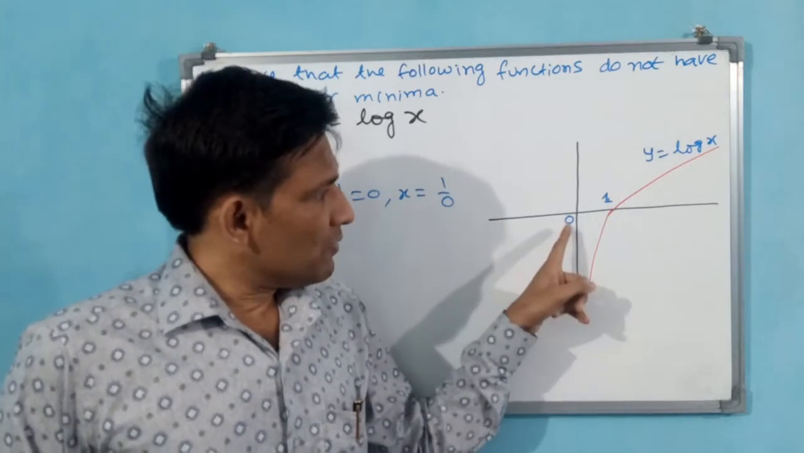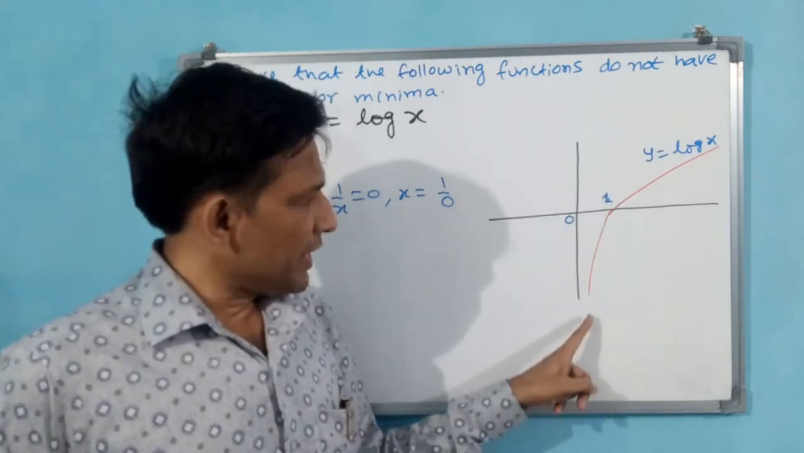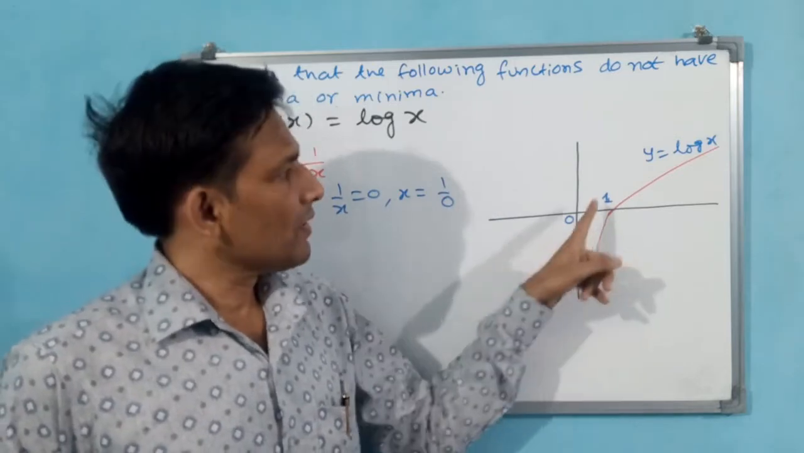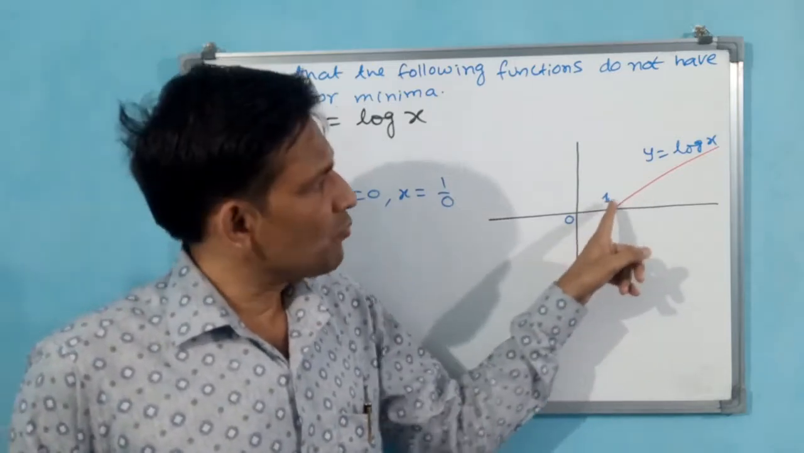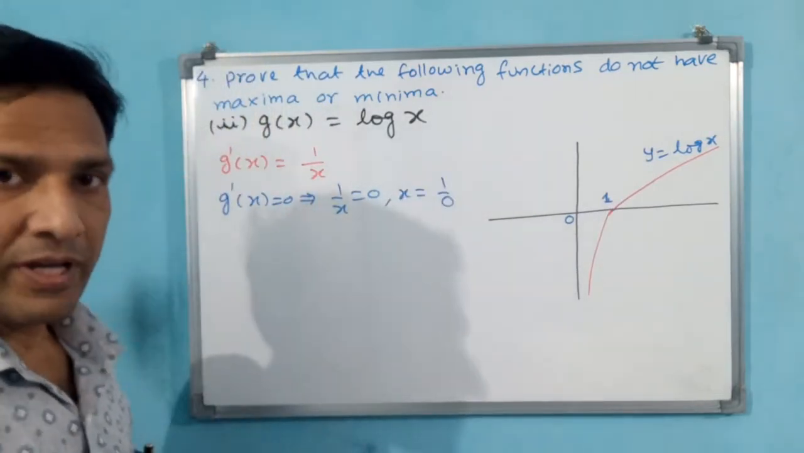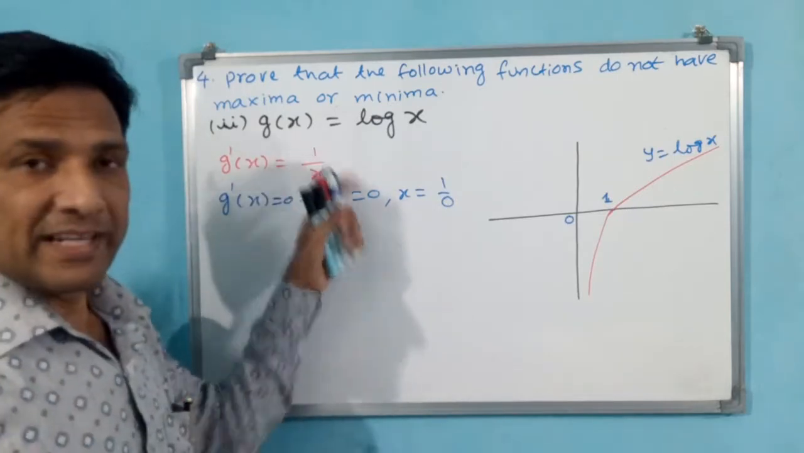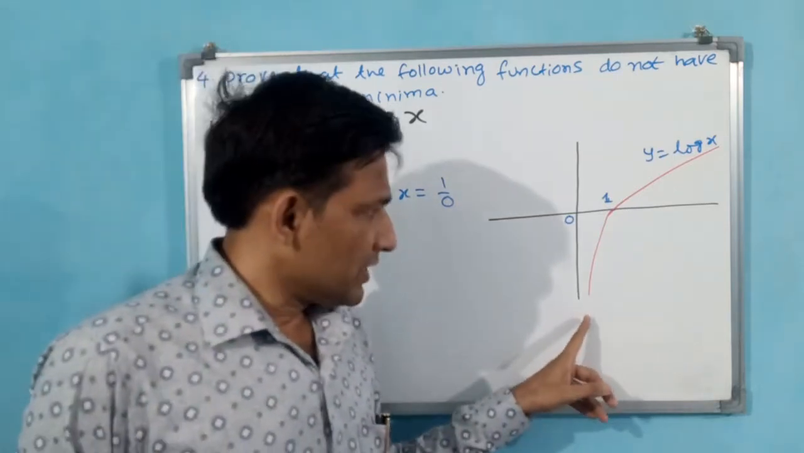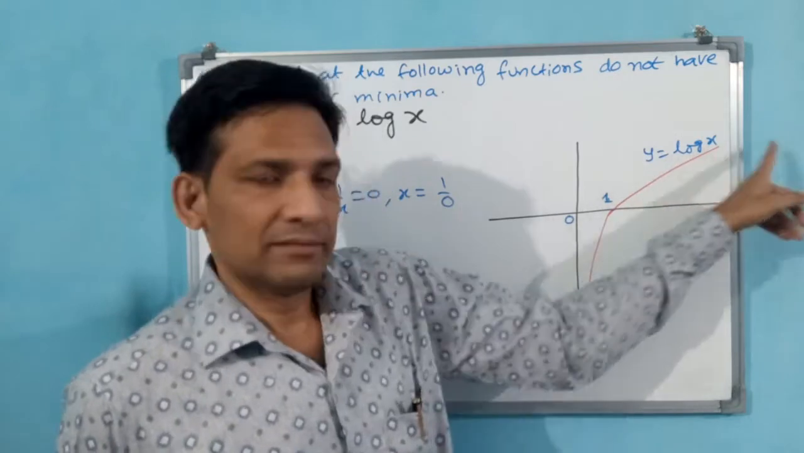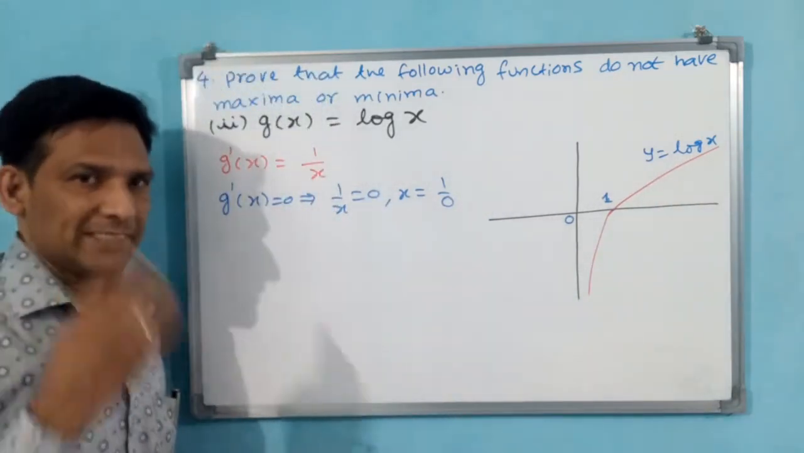But if you observe, between greater than 0 and 1, the output will be negative. After 1, the output will be positive. Output means y. But the logic for us is that there is a continuous increase of the function. There is no critical point. There is no turning point.